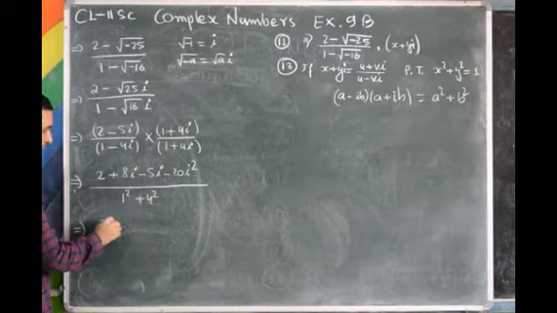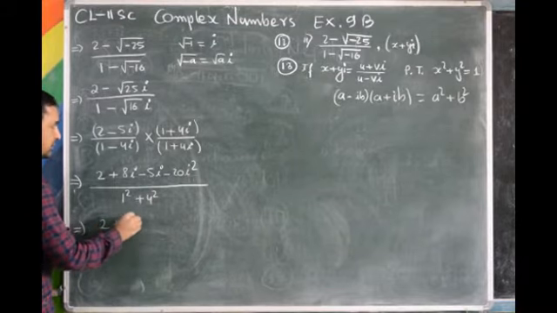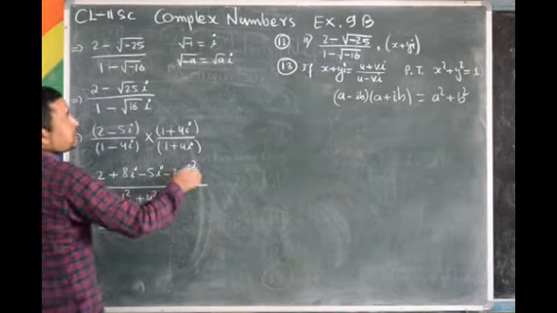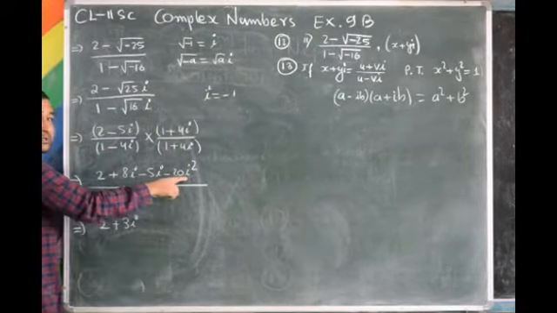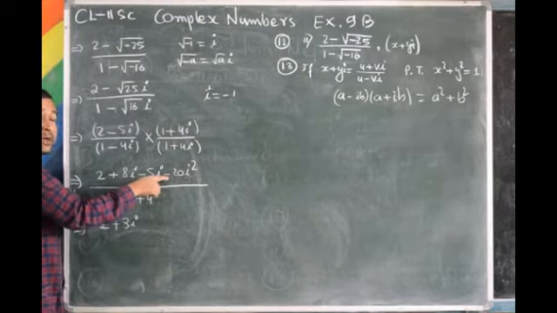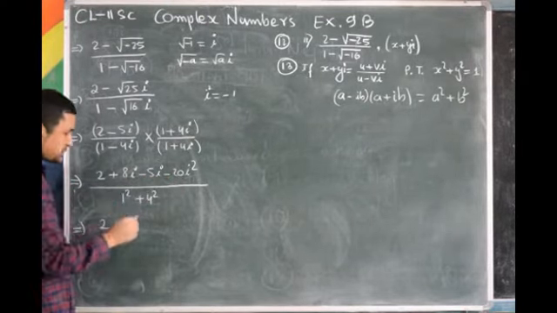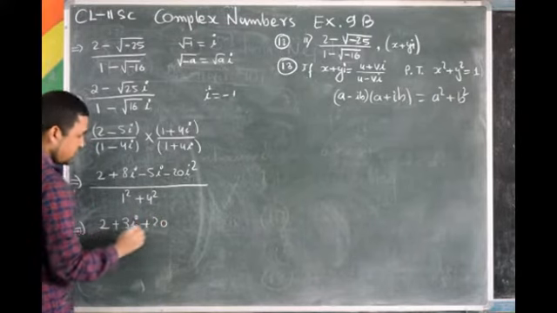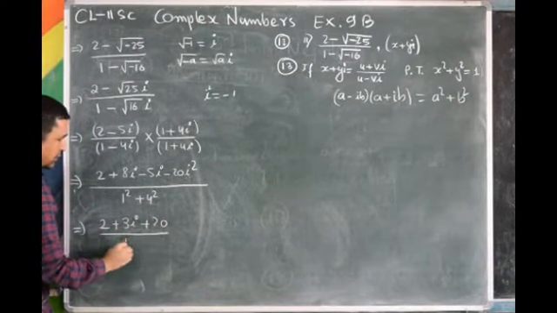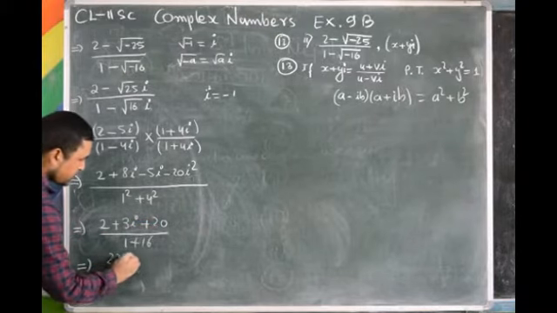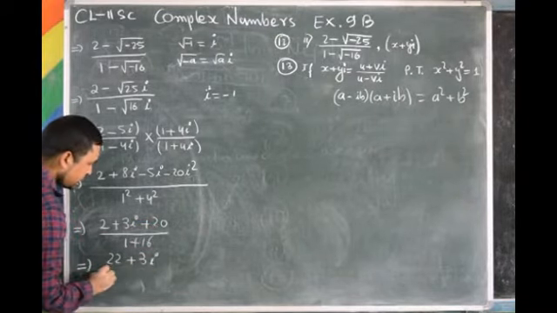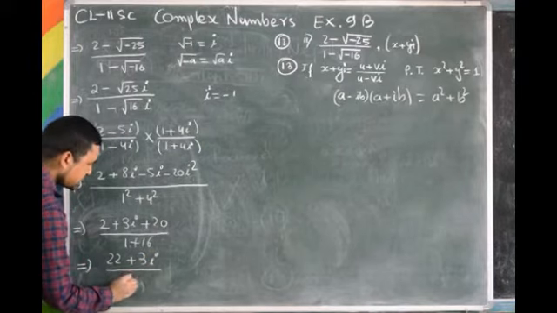Now this is equal to 8i minus 5i, their sum is 3i. Then i square means minus 1. Now replace this i square by minus 1. That minus and this minus, their product is plus 20, divided by 1 plus 16. Now this is equal to 2 plus 20 is 22, plus 3i, divided by 1 plus 16 is 17.